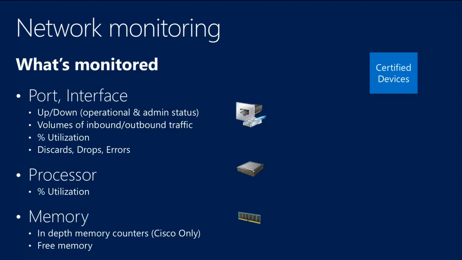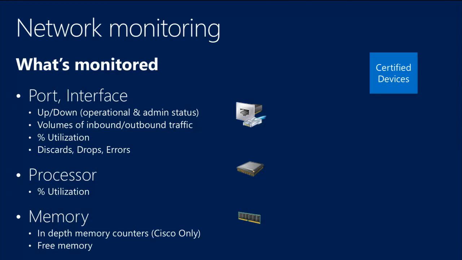Now on the top right, you see a block called certified devices. This means we have an understanding of the device, it matched against our OID config file, and we can do deep monitoring. Then what do you get? For the port and interface class, we get up and down, so whether or not a port is operationally up, and administrative status. Volumes, like inbound and outbound traffic, we monitor and capture, so you can do your performance graphs. Percentage utilization, the discards, the drops, the errors, so that's for ports and interfaces.